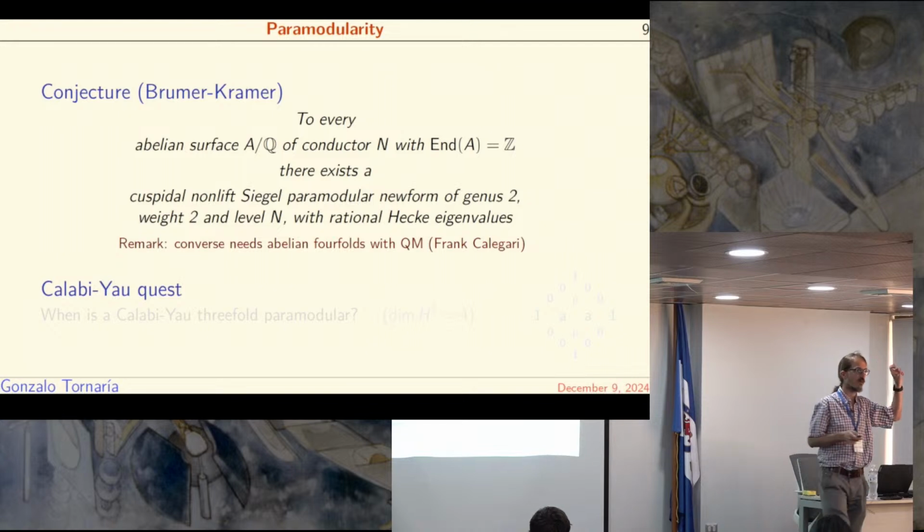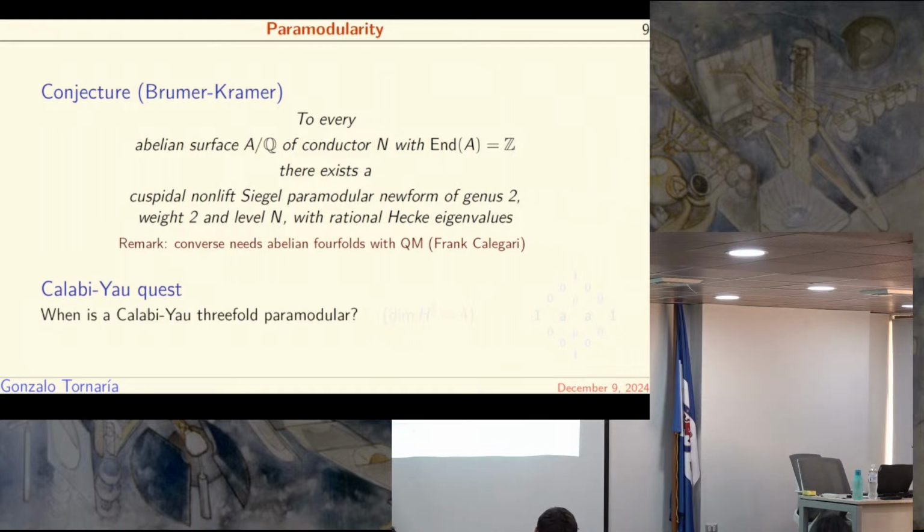and there's also this sort of, let's call it a Calabi-Yau quest. When is a Calabi-Yau threefold paramodular in this sense? Whatever, I'll just show a quick picture. So we want a Galois representation of dimension 4, so we had better have H3 of dimension 4 for this to make sense.